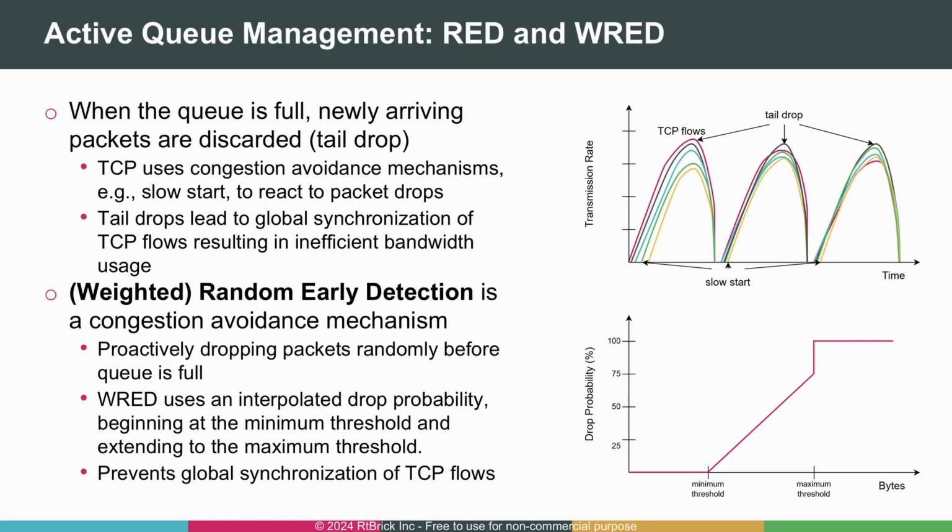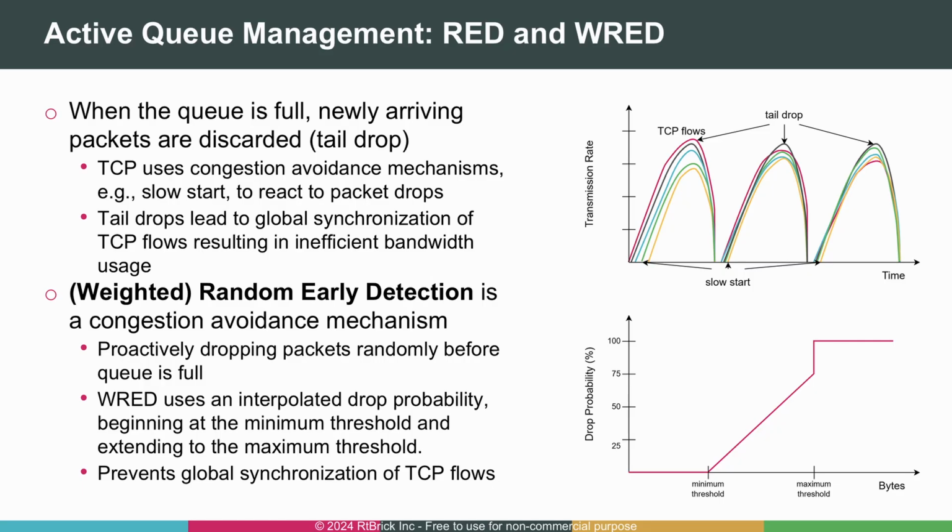As a result, all of these sessions may enter slow start at the same time, reducing their transmission rates and causing a significant drop in overall network utilization. This phenomenon is known as global synchronization. In the diagram on the right, multiple flows increase their transmission rate step by step until congestion occurs, after which they all enter slow start simultaneously.